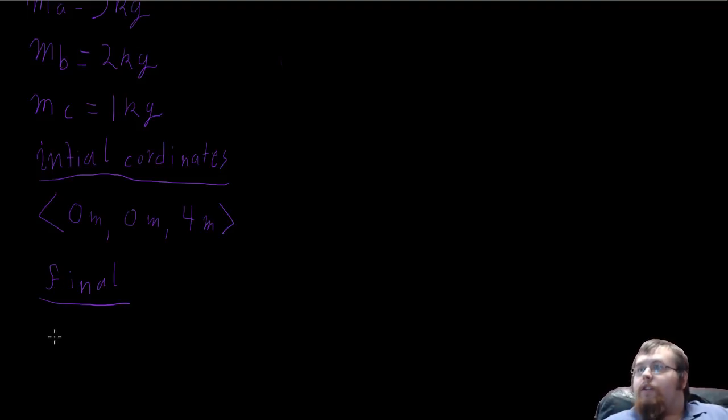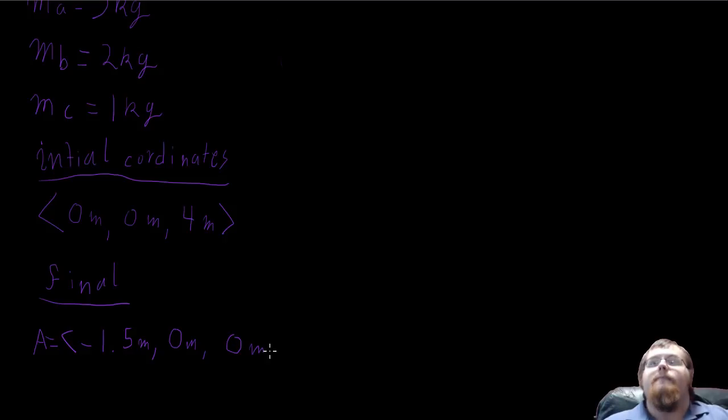So let's look on here. We'll start off with A. My handwriting is usually horrible, so this isn't too much worse. So negative 1.5 meters in the x direction. It did not move in the y direction, and we have a 0 meters in the z direction, sorry, it moved minus 4 meters in the z direction.